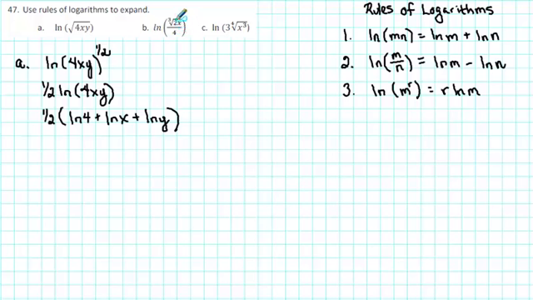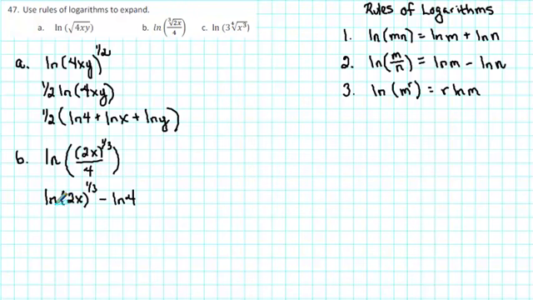For part B, we have the natural logarithm of the cube root of 2x over 4. So we'll use a similar strategy. We'll first of all rewrite the cube root of 2x as 2x raised to the power of 1/3. So first of all, we have the logarithm of a quotient. So we'll begin by using rule number 2, and we'll write the logarithm of the numerator minus the logarithm of the denominator.